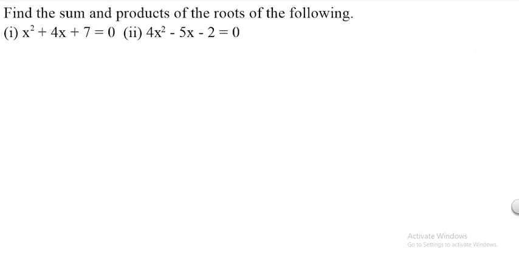In this video, we are going to talk about sum and product of roots of a quadratic equation. Now, we have questions on the screen. I'd like to know two things before we start solving. The first thing I would like you to know is a general quadratic equation can be written as x squared minus (sum of its roots)x plus product of its roots is equal to 0.